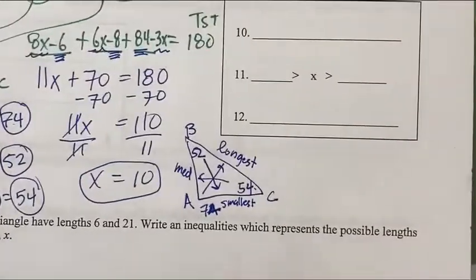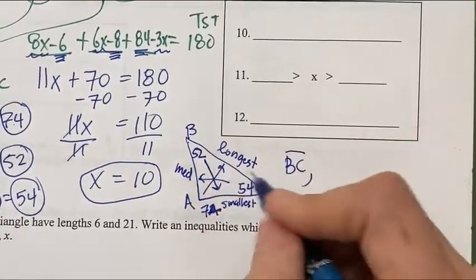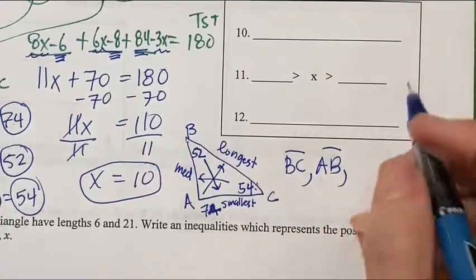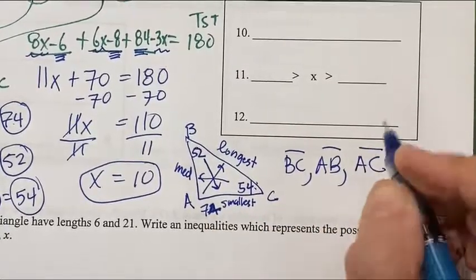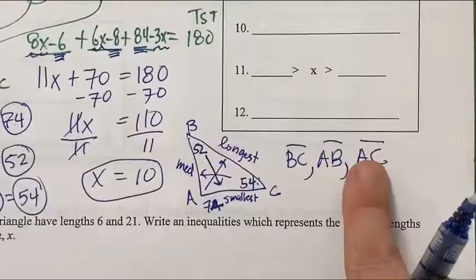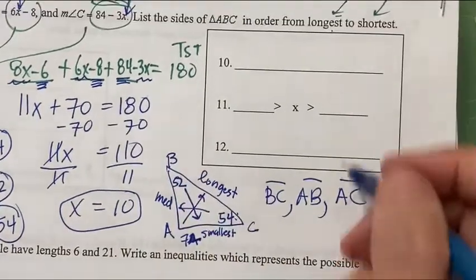Okay, so let's order them. Longest to shortest would be BC, medium, AB, and smallest would be AC. So notice, since angle B was the smallest number, it doesn't get listed in the name because it's the side opposite the angle that would be the shortest.